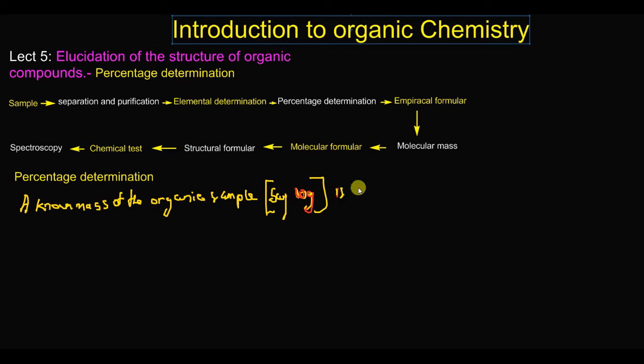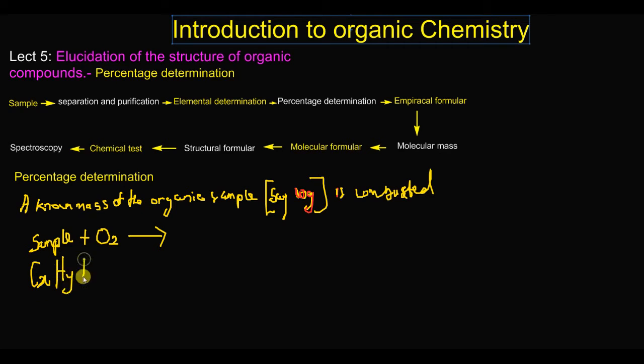So a known mass of the organic sample is combusted or oxidized in excess oxygen, or otherwise using the word, with an oxidizing agent. So in the equation, this is the sample, a known mass of the organic sample, oxidized with excess oxygen, and that leads to the conversion. So we know that basically its constituents are carbon and hydrogen.